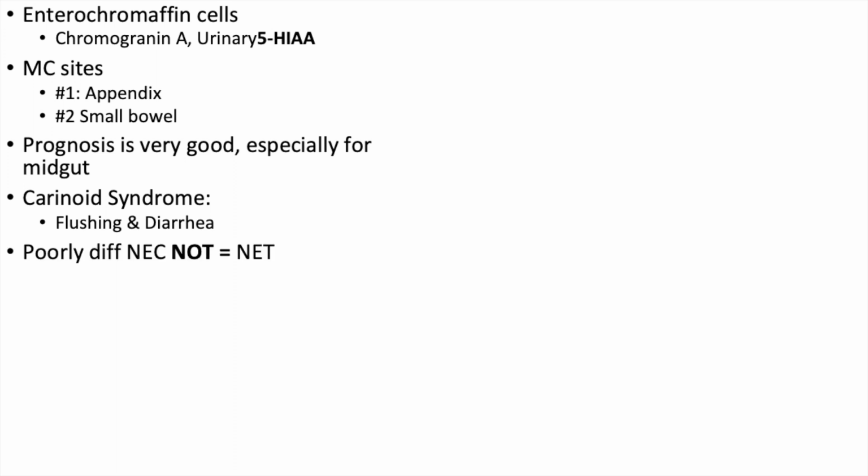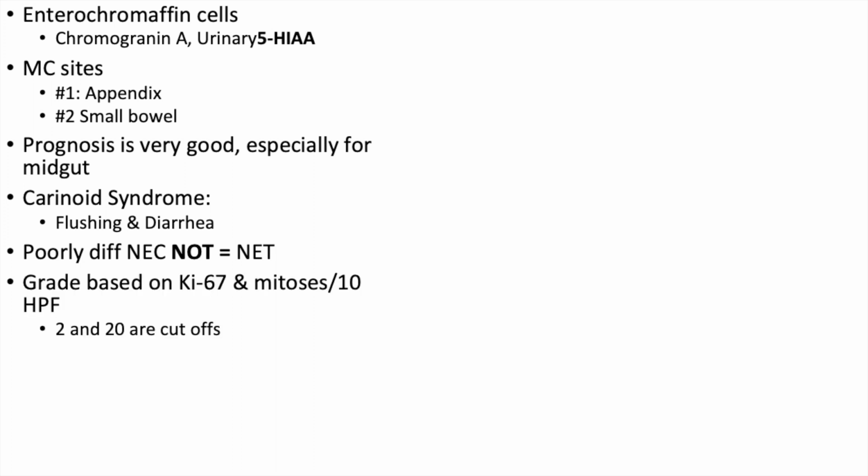Poorly differentiated neuroendocrine carcinoma is not a neuroendocrine tumor. It's very different and treated differently. Grade based on Ki67 and mitoses. Remember 2 and 20, less than 2 is low, 2 to 20 is intermediate, over 20 is high.